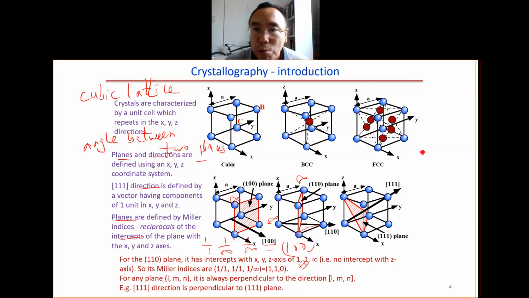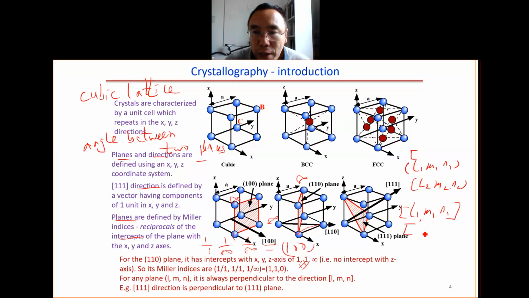For example, one plane we describe with L1, M1, and N1. This is one plane. Another plane is L2, M2, N2. So we have two planes, and we want to know the angle between the two planes.